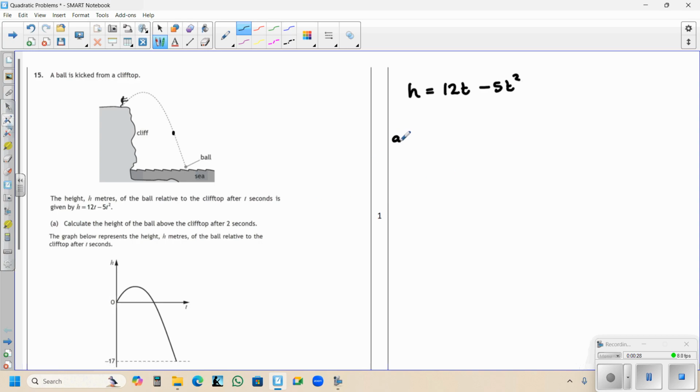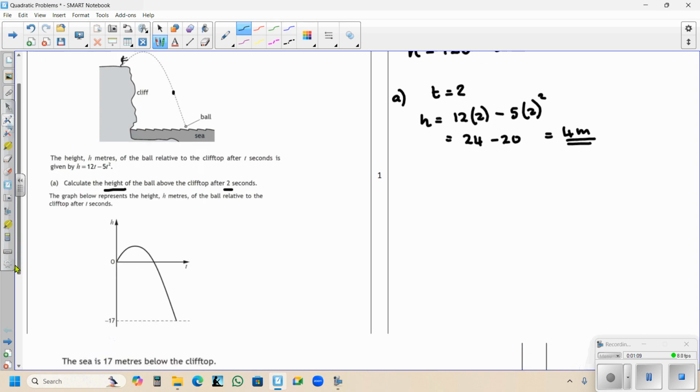So for part A, it's only 1 mark, so it can't be a difficult question, so we'll just read it. It'll be probably a straightforward substitution. Calculate the height of the ball above the cliff top after 2 seconds. So basically they're telling me that t is equal to 2, and I've got to work out what h is. So h is equal to 12 times 2 minus 5 times 2 squared. 2 12s, 24. 2 squared is 4, 5 4s are 20, so that's equal to 4 meters. So just a straightforward substitution for that 1 mark.